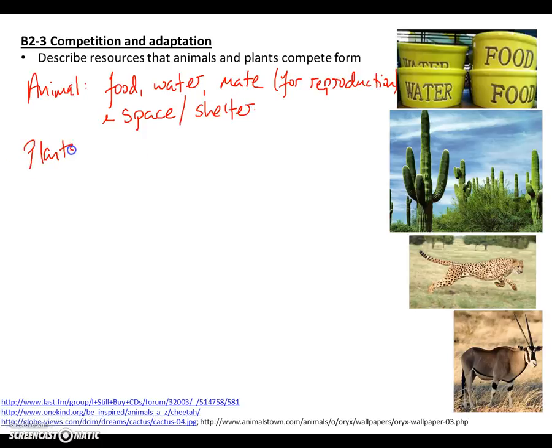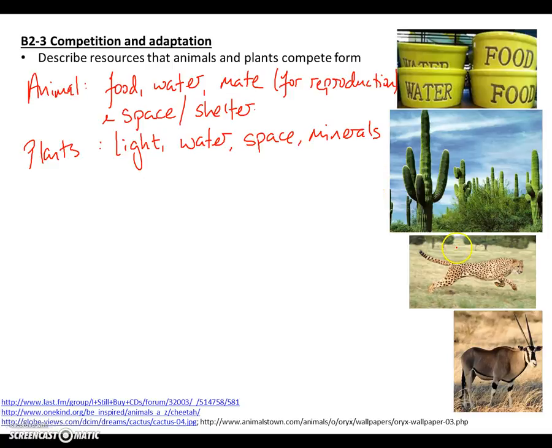Plants, well, obviously they make their own food via photosynthesis, of which they require light and water to do that. They again need space, and in addition to that they'll need minerals from the soil to allow them to produce all the proteins and fats and things like that so they can grow. So there are the resources.